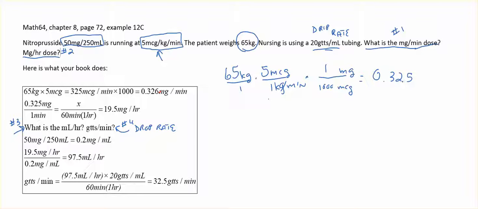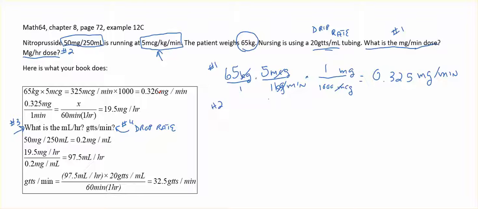And I'm going to check that. 65 times 5 divided by 1,000. Okay, 0.325. And the units here, those guys are gone, leaving me with milligrams per minute, which is what they asked me for. So that's the answer to question number 1. So let's look at number 2.